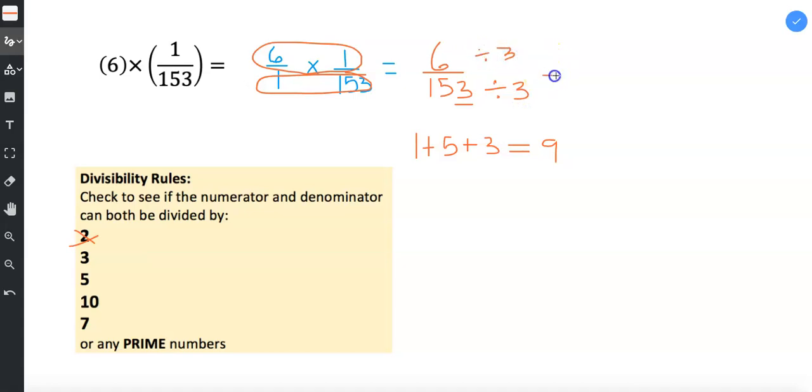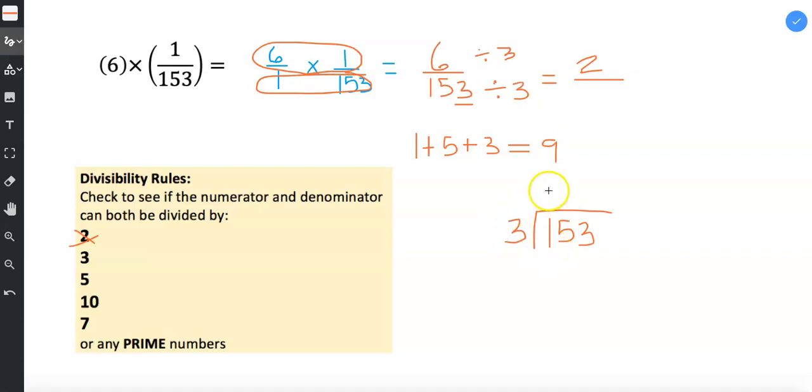6 divided by 3 is equal to 2. And then I'm going to use long division for the 153 divided by 3. So we take 153, normally you'd say this 153 divided by 3. So I'm going to say it in that order, 153, I'll write it. Then divided by, that's when I draw in my division symbol, and then 3 goes on the outside.